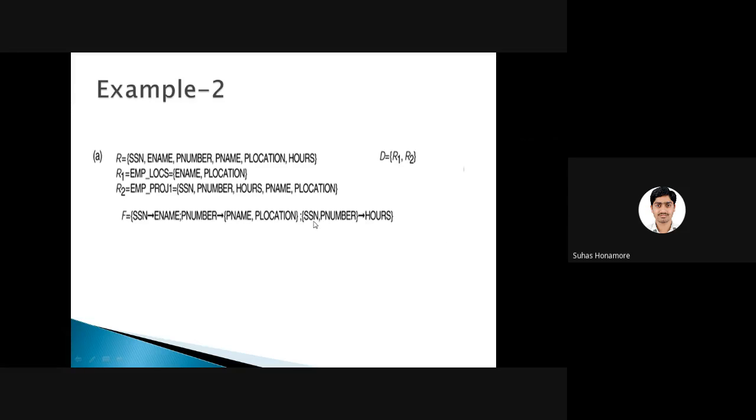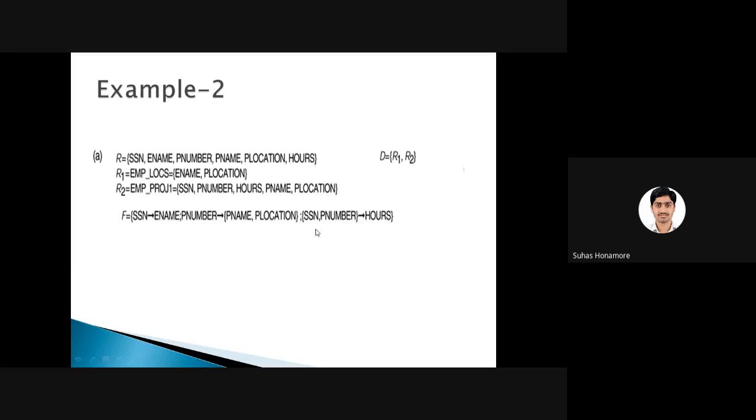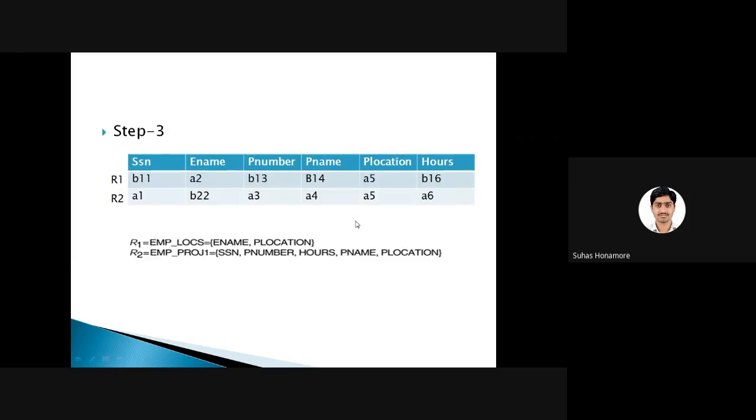Then the third one: SSN and P number together should be the same, and then we check for hours. First we check whether the two rows contain the same values for SSN and P number. The SSNs are different, so no point in seeing P number also. So for all three functional dependencies, none of the values in the rows are the same for X to Y. So we can't modify any of the cells in this matrix, and the matrix remains the same.